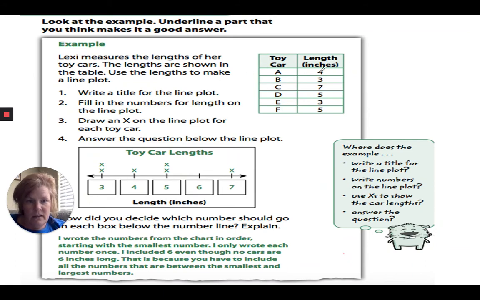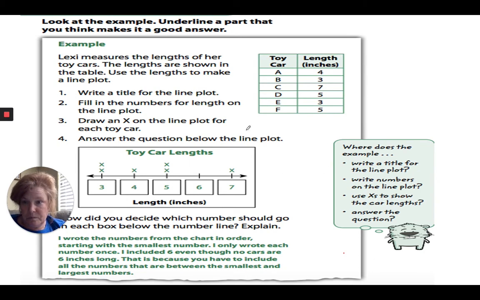So A is 4 inches. B, 3. C, 7. D, 5. E, 3. F, 5. So 3, you have 1, 2. So that's why there's 2 X's. 4, you only have 1. That's why there's 1 X. 5, you have 2. 6, you have none. 7, you have 1. So that's why the X's are there.